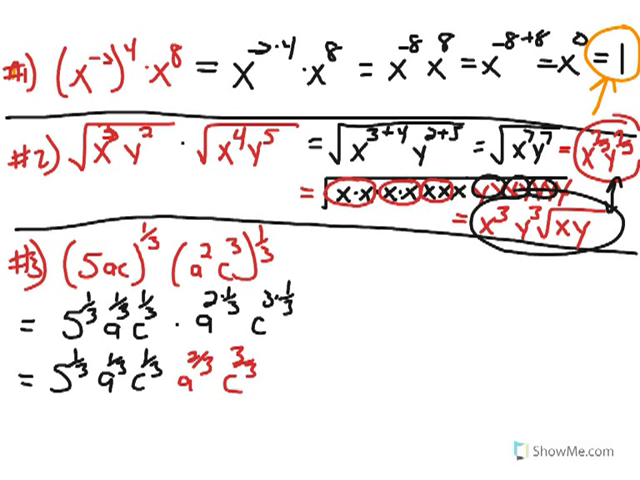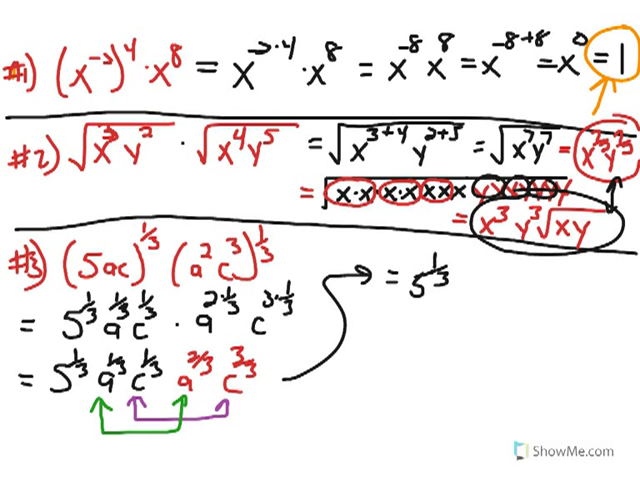I don't want to reduce that yet, because I have the same bases here that I'm multiplying. And to do that, I want common denominators. So 5 to the 1/3 stays. I have an exponent of 1/3 and a 2/3, so I can add those together. 1/3 and 2/3 is 3/3, which is 1. And then c, my exponents are 1/3 and 3/3. 1/3 and 3/3 is 4/3. So here is a version of that answer.